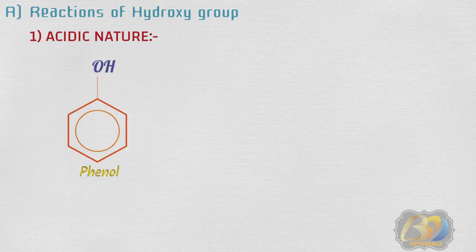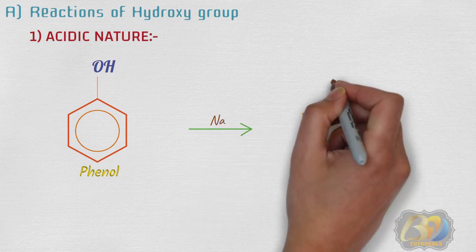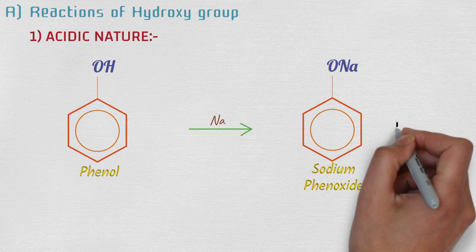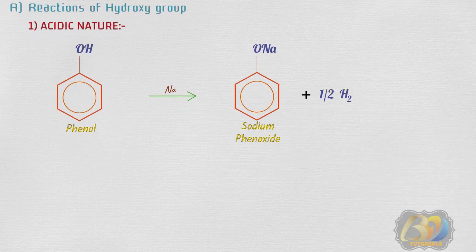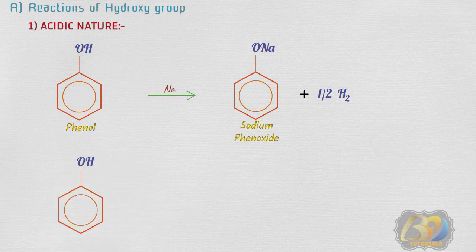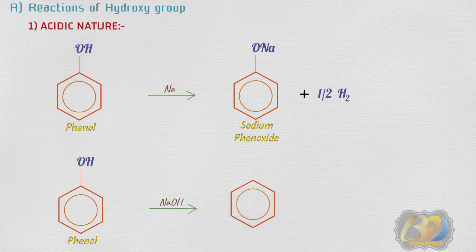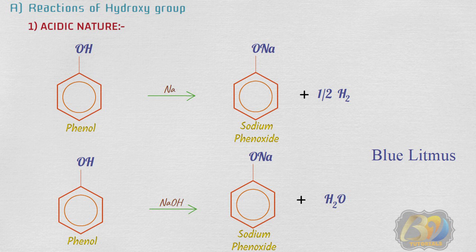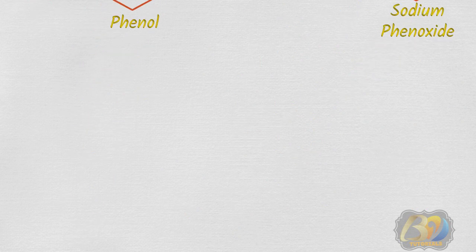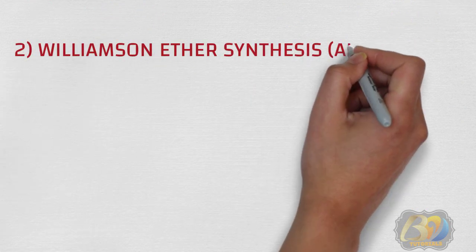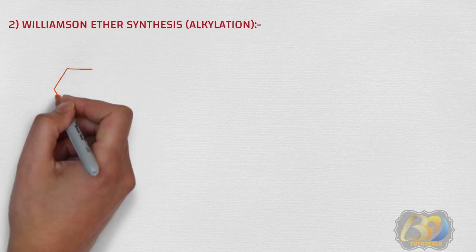In the first reaction, phenol reacts with sodium metal and produces sodium phenoxide with the liberation of hydrogen gas. And in the second reaction, phenol reacts with sodium hydroxide and produces sodium phenoxide along with a water molecule. These two reactions indicate that phenol loses H plus ion, and also phenol converts blue litmus into red. So, what is the nature of phenol? Yes, it is acidic.